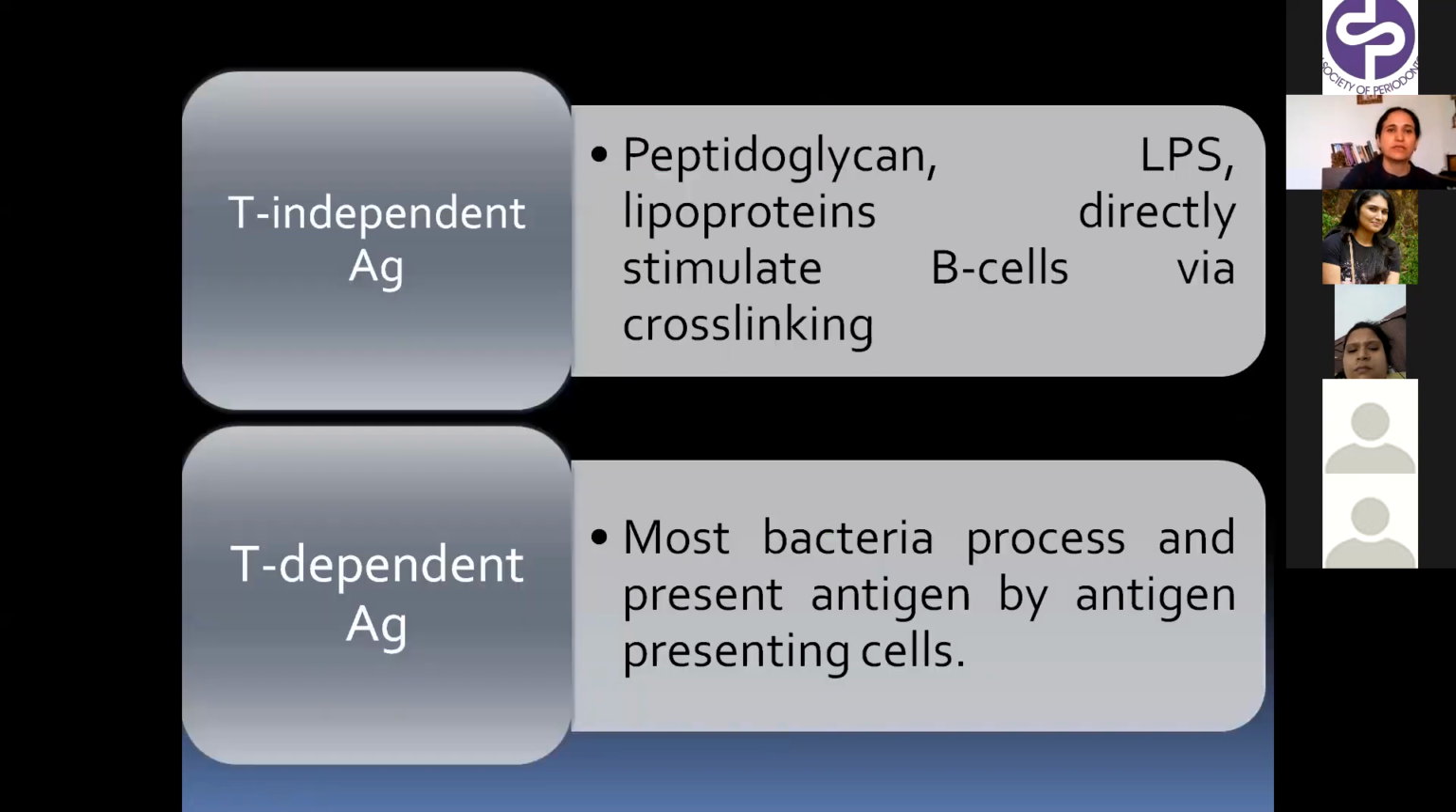Now there are two ways by which the B cells will be stimulated. Either the antigen will directly stimulate the B cells to form the antibodies, or it will stimulate the B cells through the T cells. So this is a T independent antigen, and this is T cell dependent. If the antigen is dependent on the T cells for the formation of antibody, then we call it that. Most bacteria in periodontitis present a T cell dependent antigen.